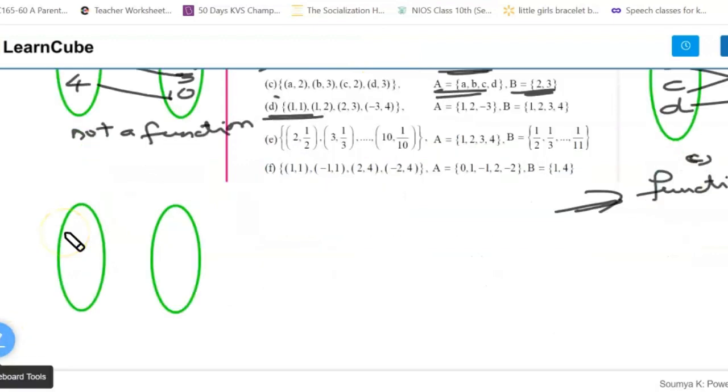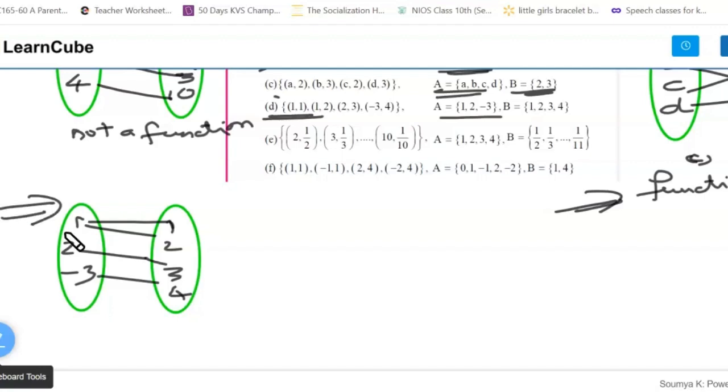Now D has elements 1, 2, -3 and 1, 2, 3, 4 in the second set. So these are the sets. Let's see the ordered pairs. 1 is related to 1, 1 is related to 2, then 2 to 3 and -3 to 4. So this is the connection or the relation from the first set to the second. In this case you can see it is not a function because 1 has two images here. That is not possible for a function. This is not a function.